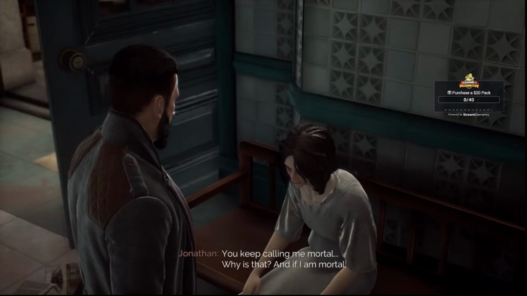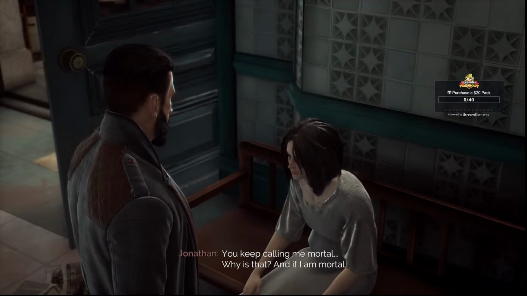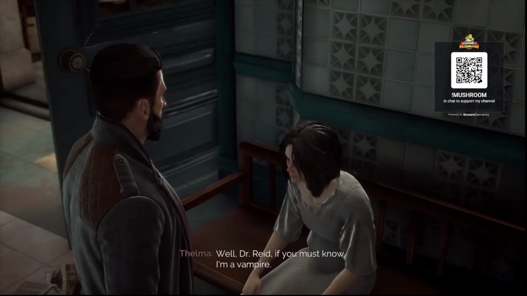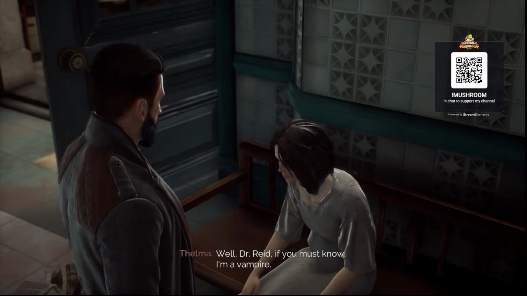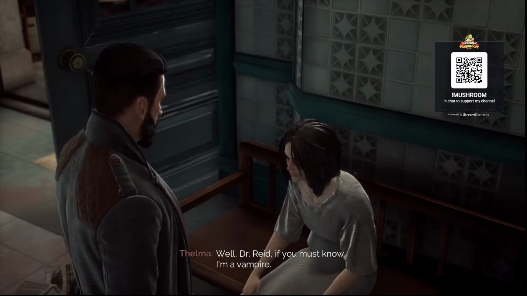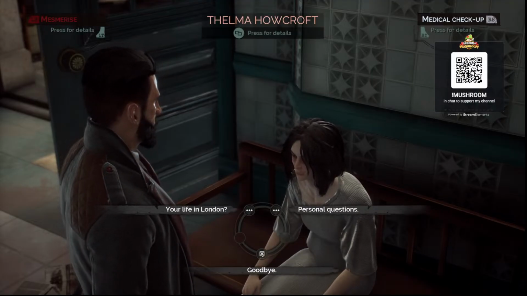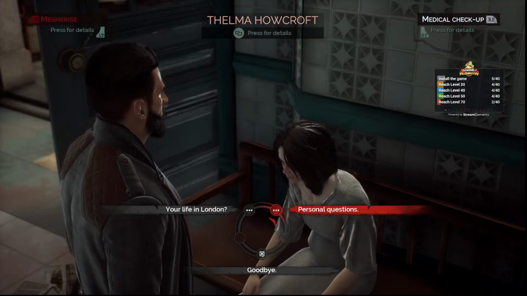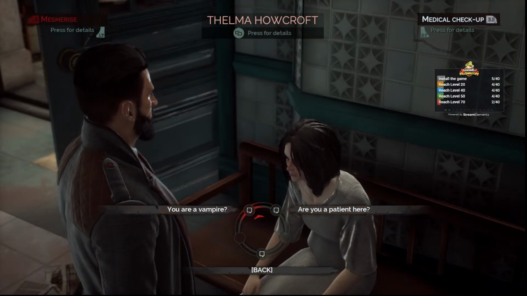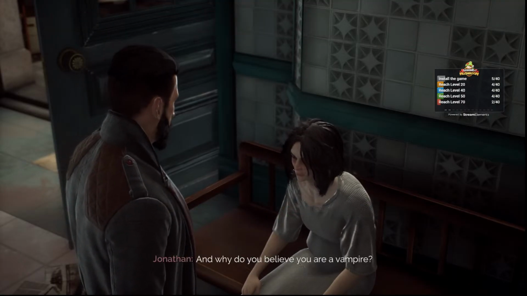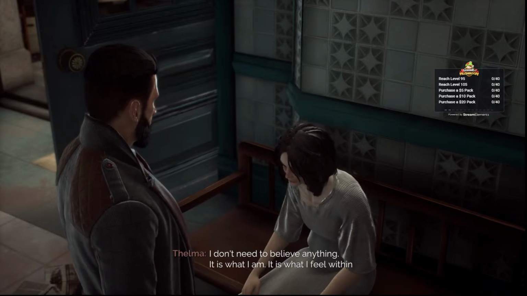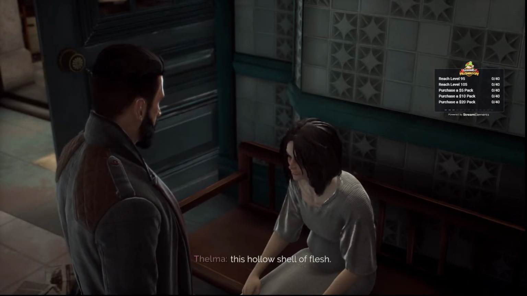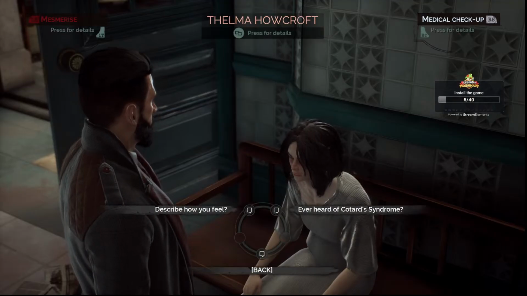You keep calling me mortal. Why is that? And if I'm mortal, what are you? Well, Dr. Reed, if you must know, I'm a vampire. She's a vampire, chat. She knows that it's Morbin time. And why do you believe you're a vampire? I don't need to believe anything. It is what I am. It is what I feel within this hollow shell of flesh.